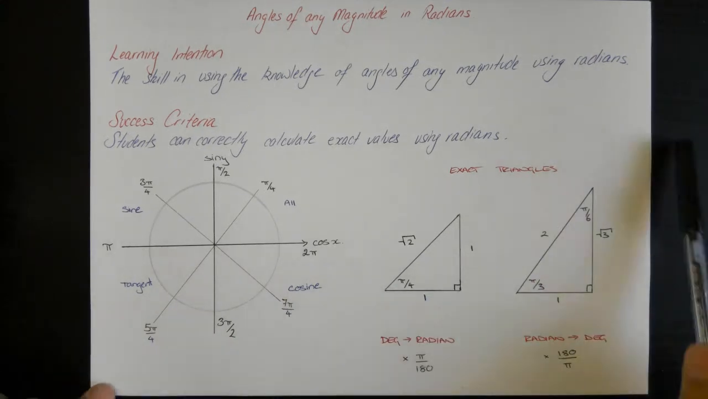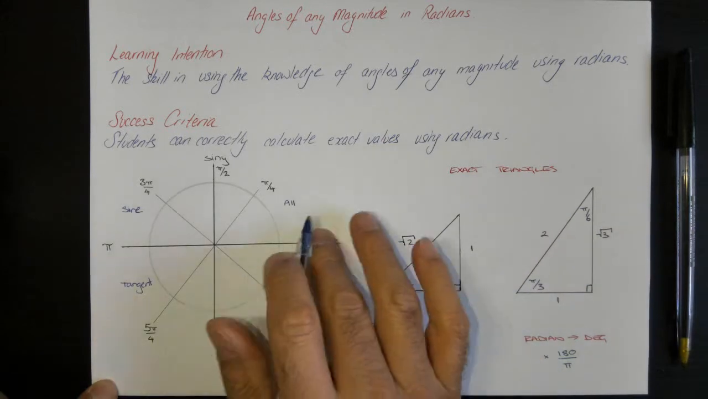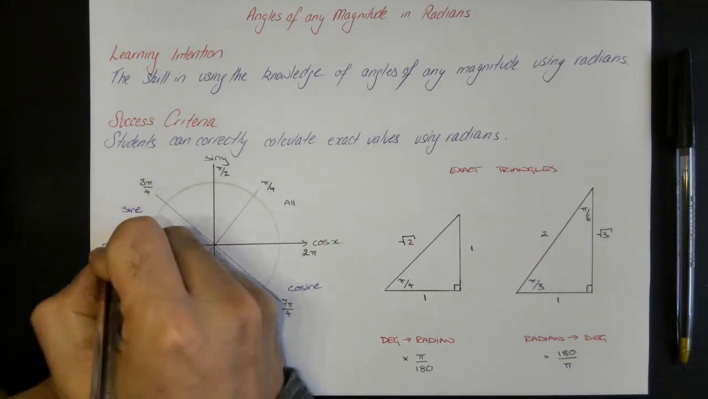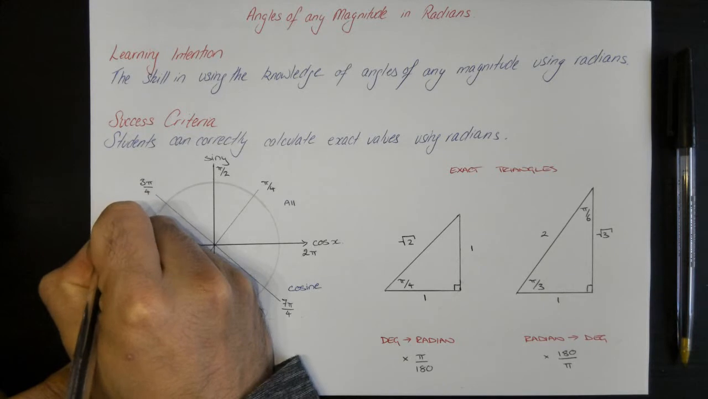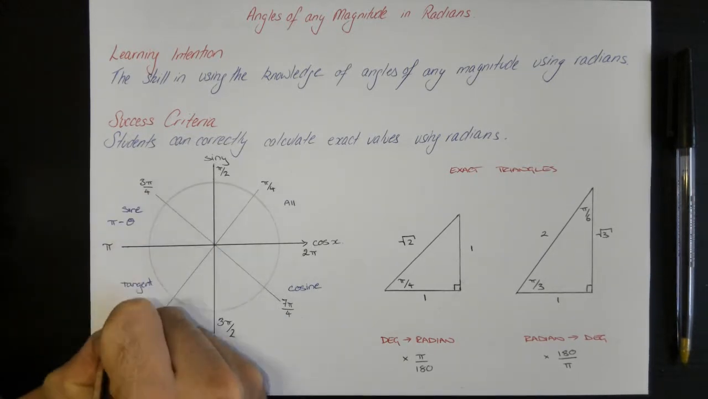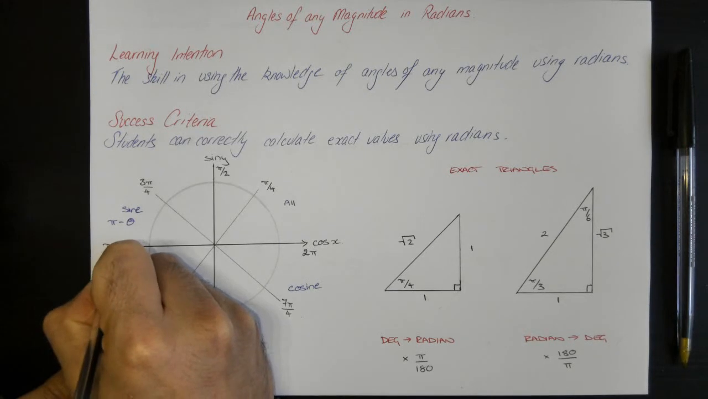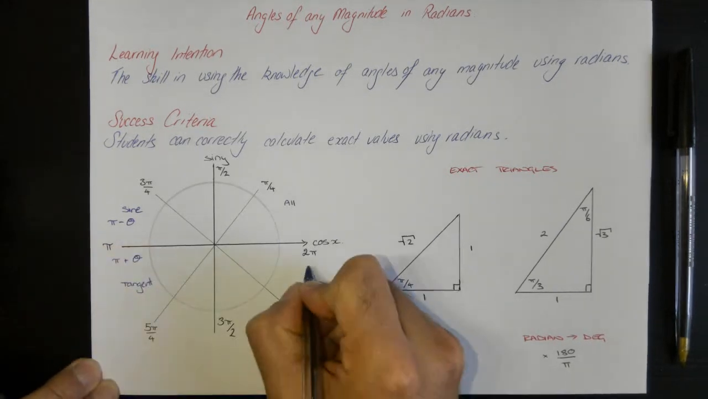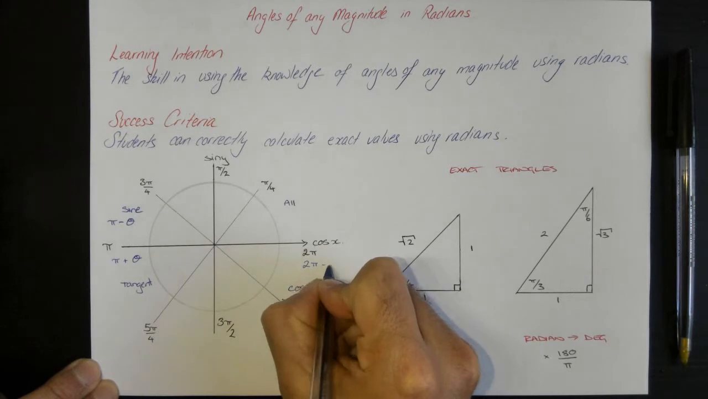So that means in this quadrant, it's just the degrees. Here we get pi minus theta. On this side, we'll get pi plus theta. And in this quadrant, we'll get 2 pi minus theta.